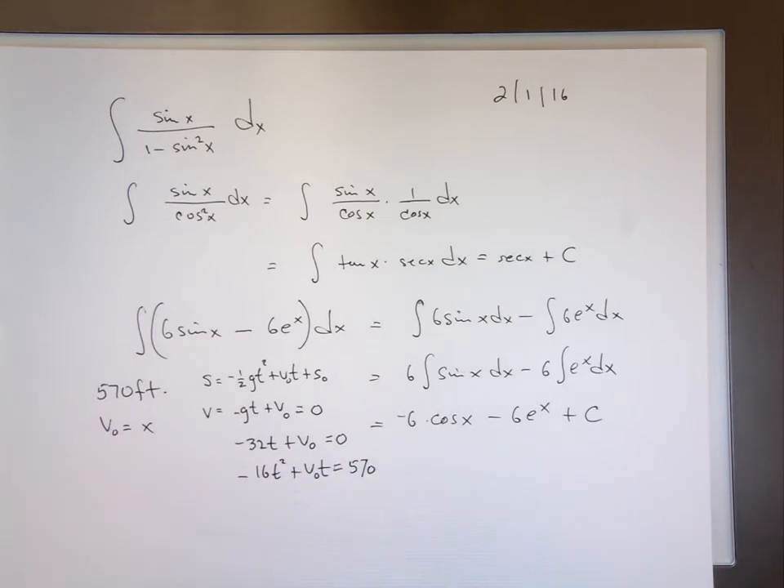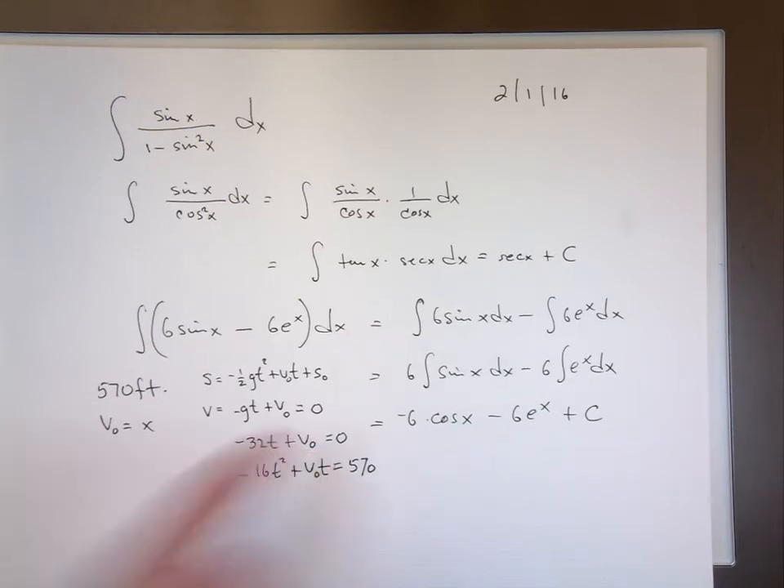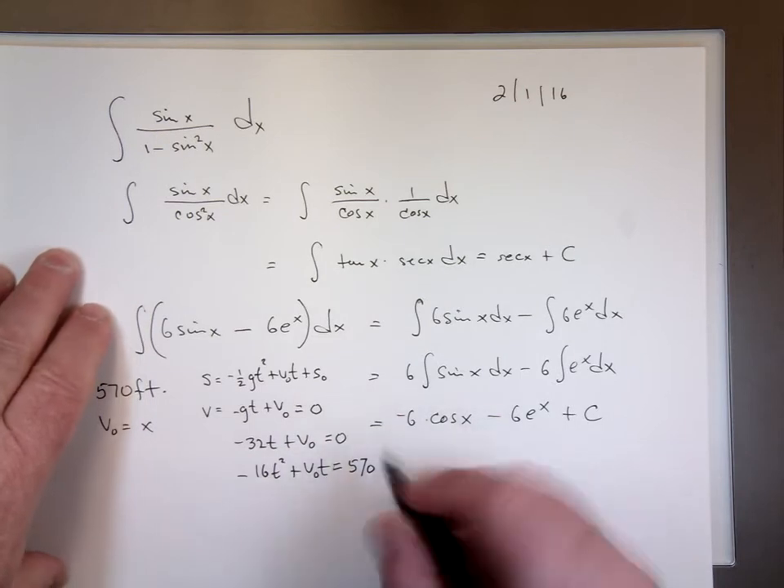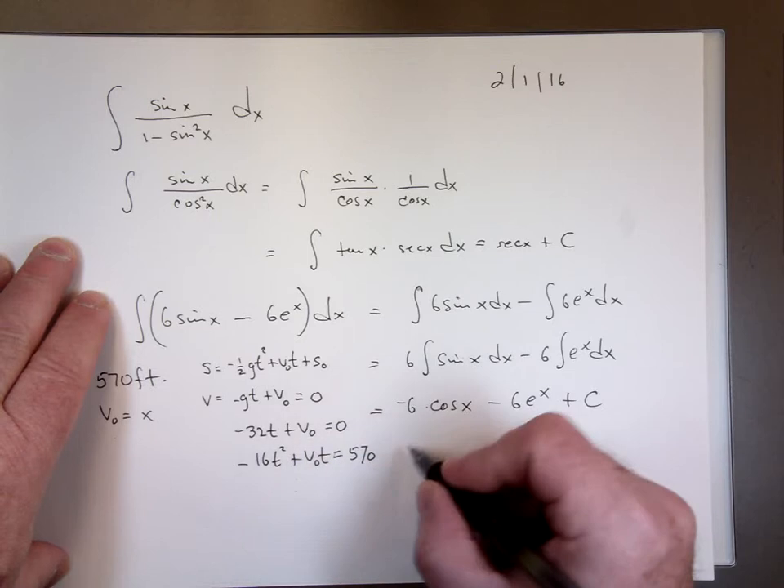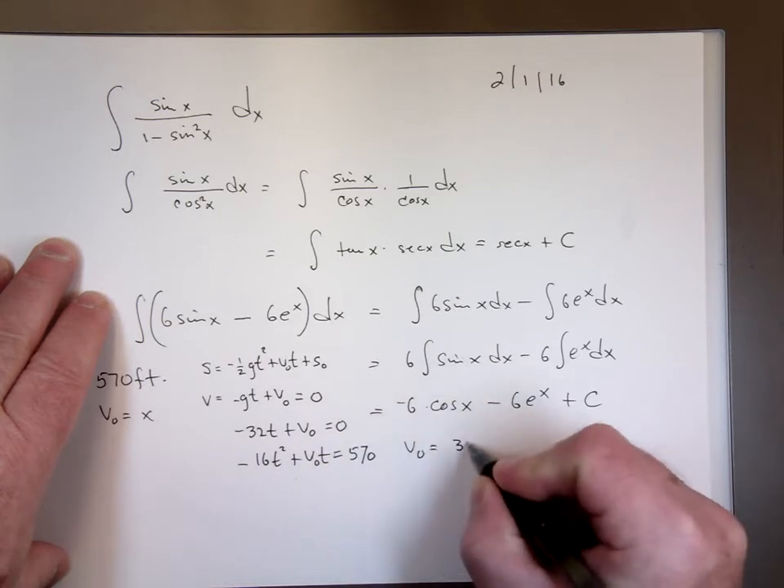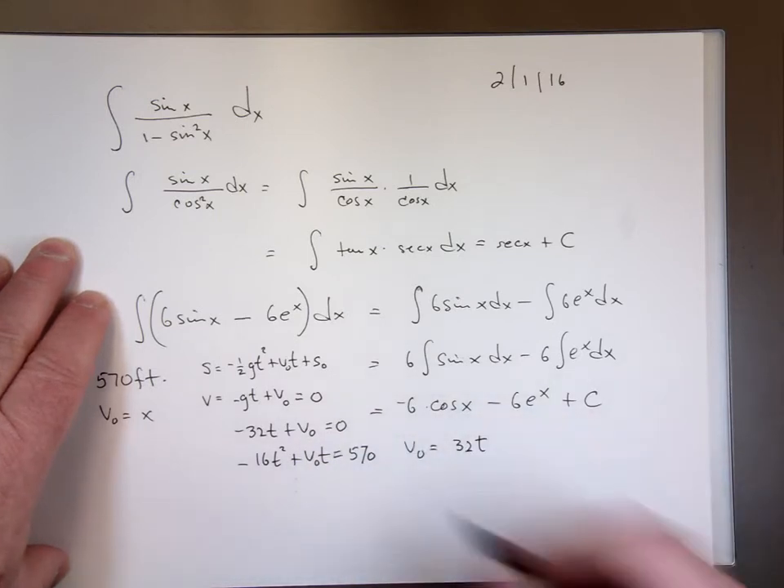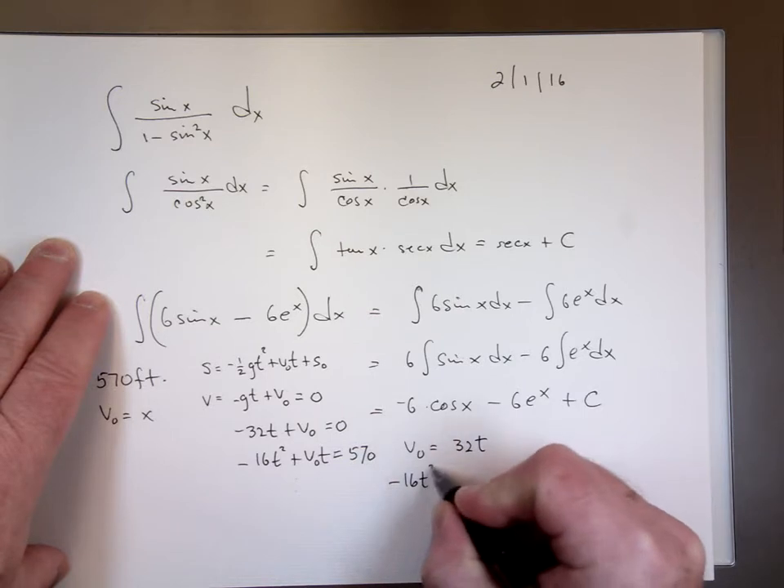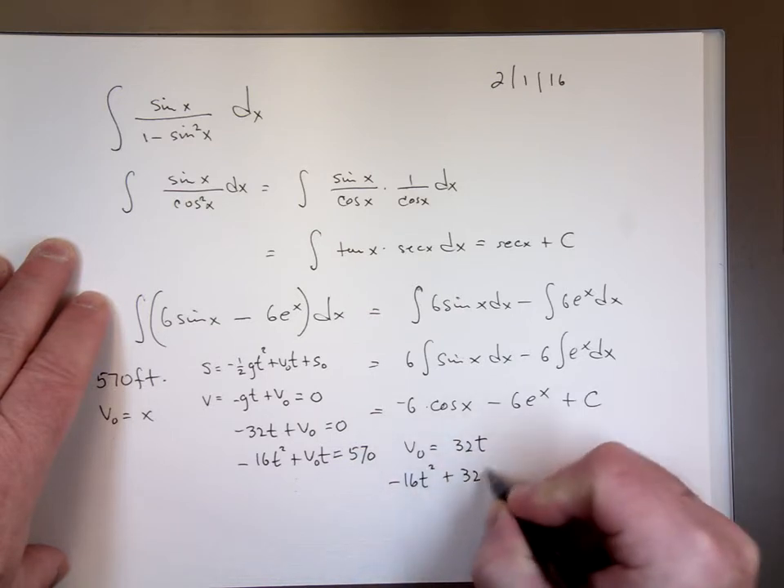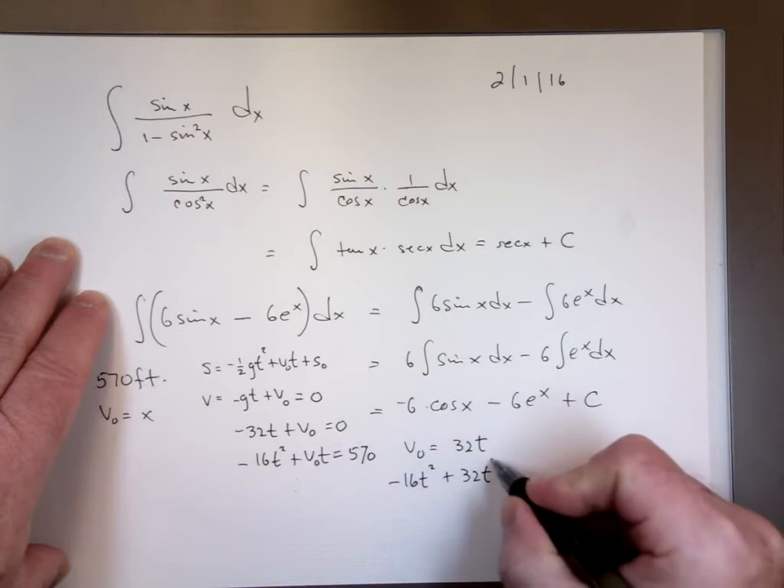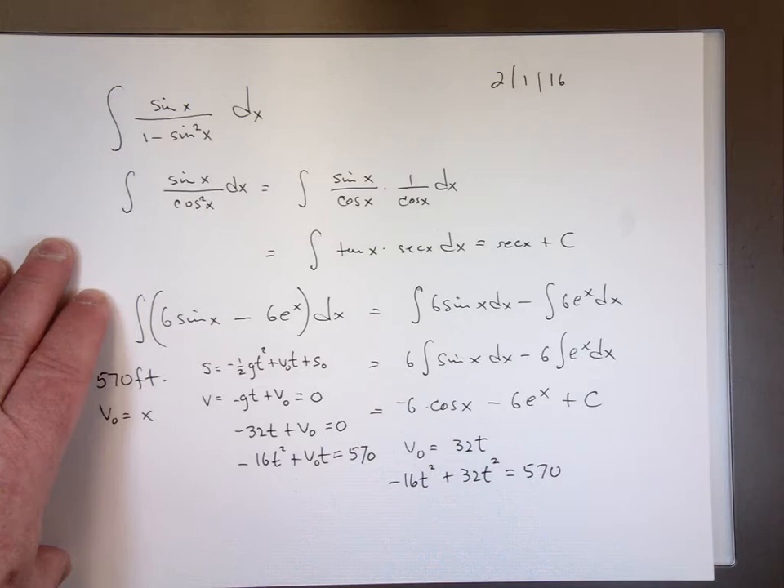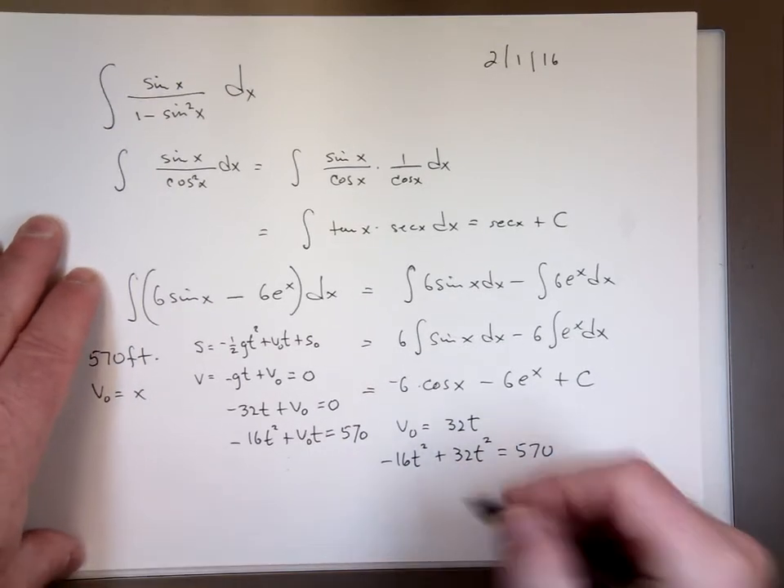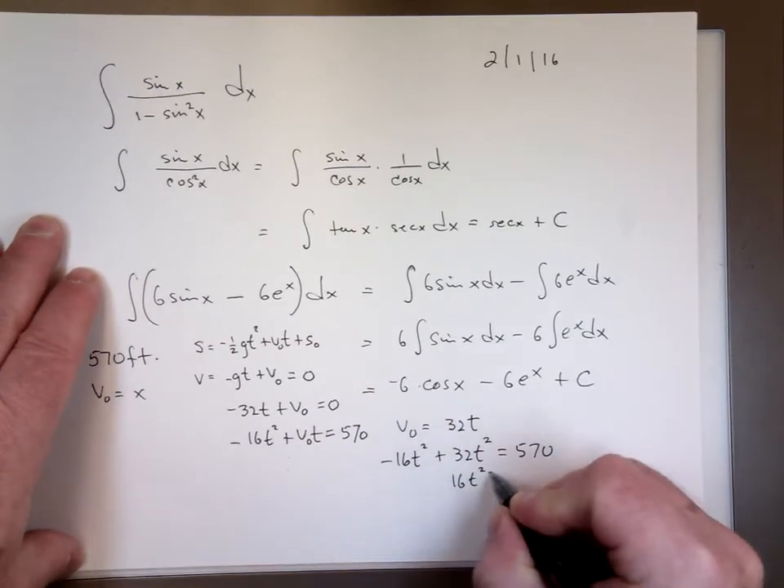I think the best way to solve this would be, I could solve for v sub naught. Let me do that. Is everybody with me on this? So solve for v sub naught. V sub naught is equal to 32t. So I have negative 16t squared plus 32t times t, which is 16t squared, is equal to 570.